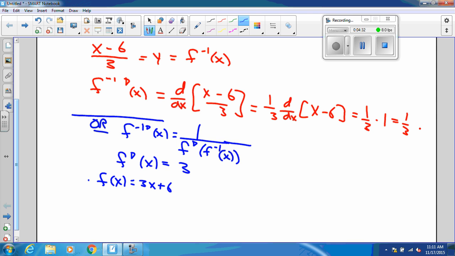Now that I've got f prime, here's the tricky part about this whole question. For what values of x does f prime equal 3? All of them. That's right. Including when x is f inverse or whatever. Doesn't matter. So I immediately plug in 3 for f prime. What's f prime of f inverse? Doesn't matter. What's f prime of anything? 3.